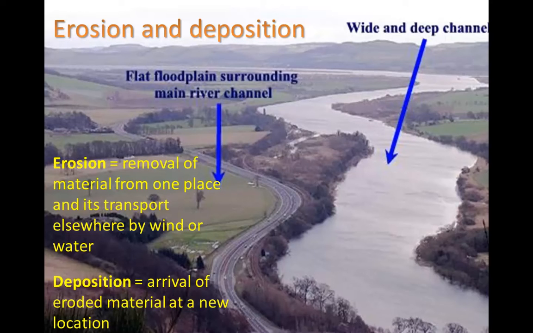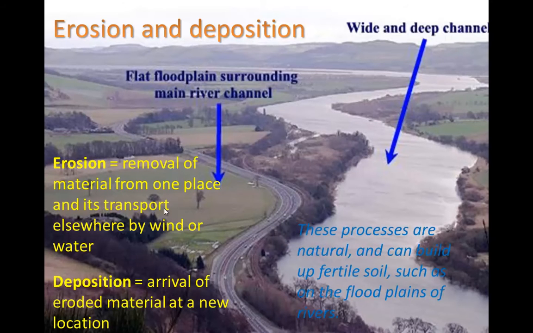So here we see a river, has a wide and deep channel. And every once in a while, maybe every few decades, perhaps once a century, this river is going to flood due to intense rains. And when it floods, it overextends its banks and will leave behind deposit along what we call the floodplain, which is next to the river. And that deposit is usually nutrient-rich soil. So this can be a really good thing. These processes are natural and can build up fertile soil, such as on the floodplains of rivers.